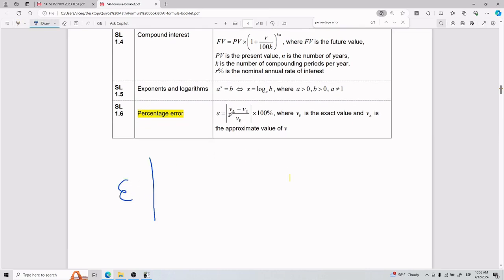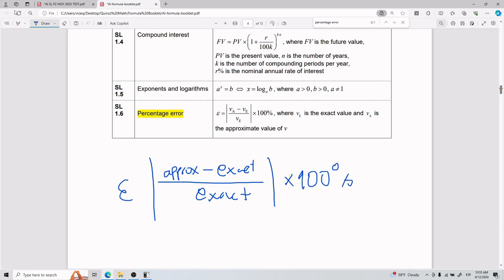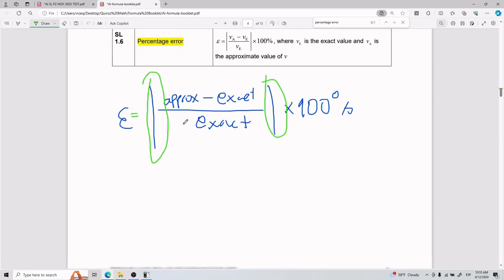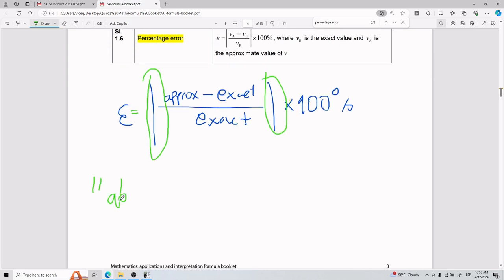And so we're going to have that VA is A for approximate. So here you have your approximate minus your exact divided by exact, times 100%. All of this with this weird symbol. See? That weird symbol is what is called absolute value.